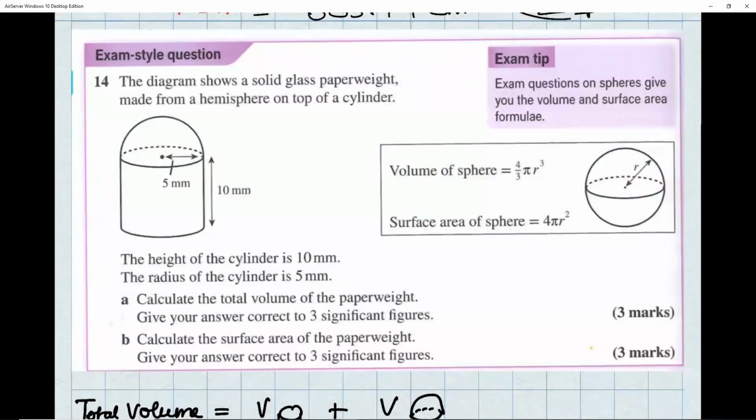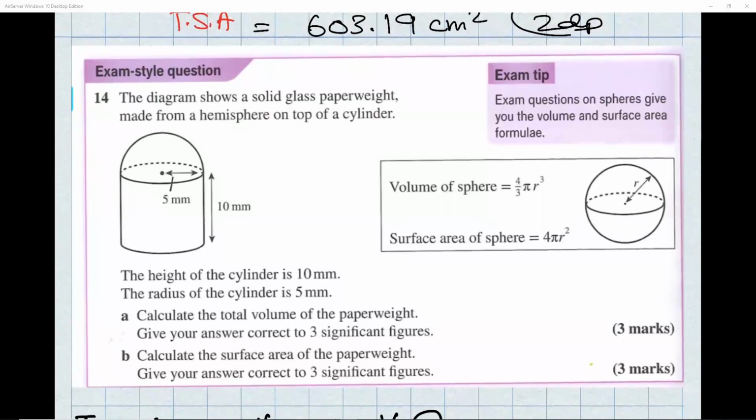Okay, question number 14. Right, which person's feeling brave and wants to join me on explaining the methodology of these questions? Or do you want me to explain those? Let's have Abdullah, the one who got them all right. Up you go. Question number 14. Give us the idea for question number 14, part A.